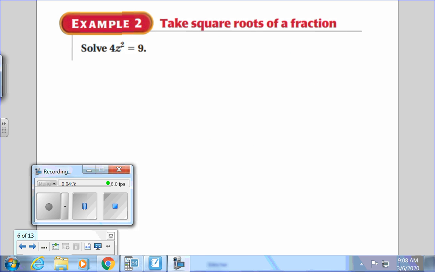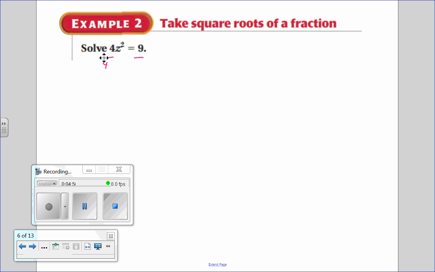Time for more board buddies. I lied. Let's do it together. I want to talk about how to square root a fraction. We haven't done that yet. So we're going to do it together. We're going to divide both sides by 4. And instead of turning it into a decimal, we're going to leave it as a fraction because I want to talk about how you can square root fractions. It's kind of cool how you can do it.